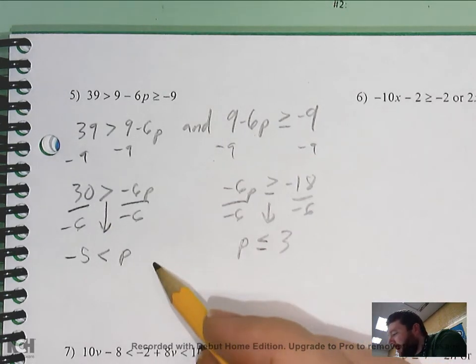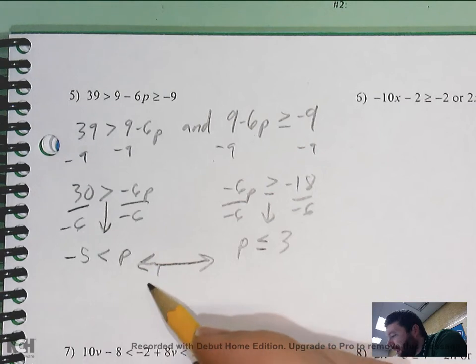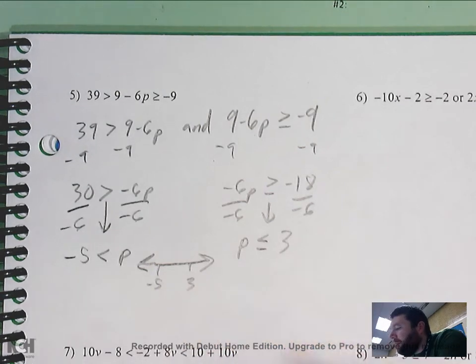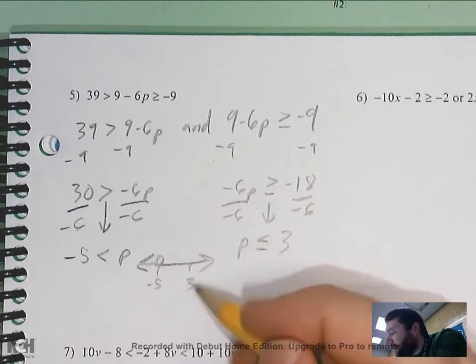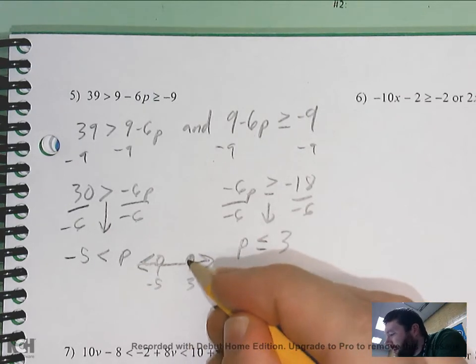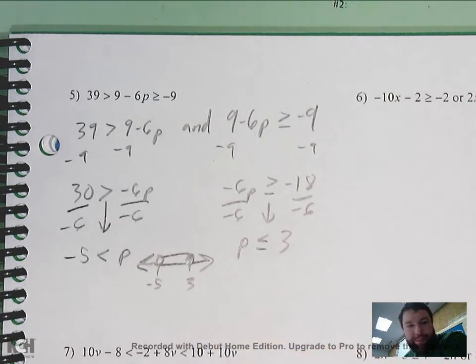Okay, then we do our graph. At negative 5 and positive 3. Negative 5 is going to be an open circle. Positive 3 is going to be a closed circle. And it's less than 3, greater than negative 5. They're going to meet in the middle.